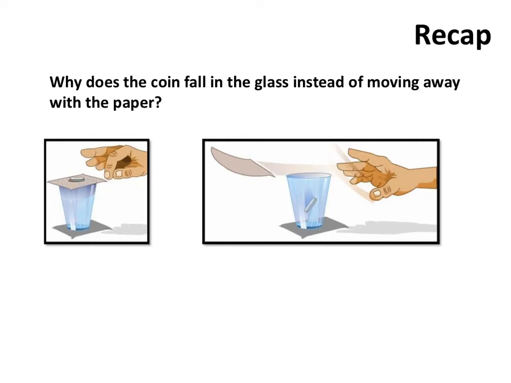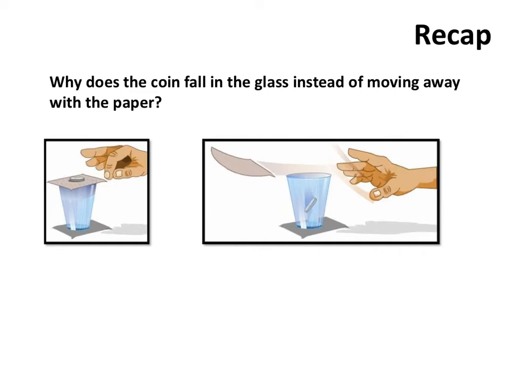Okay, in this slide we see two pictures. The first one shows that there is a coin on top of a piece of paper which is on top of a glass tumbler. The second one shows that the paper flies off when a person hits the paper, whereas the coin falls down. So the question is asking you, why does the coin fall in the glass instead of moving away with the paper?